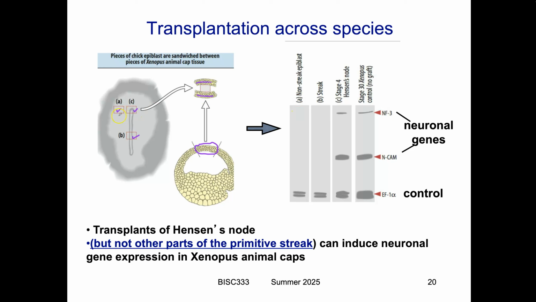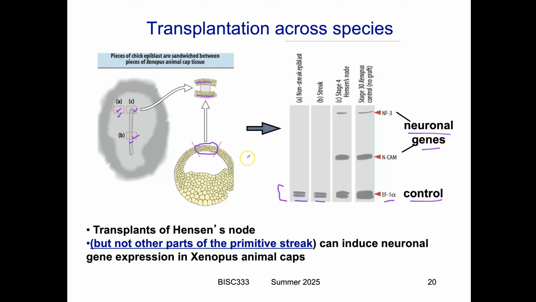And it turns out if you use either non-streak epiblast or streak epiblast that's far away from where Henson's node is, and you culture them, and you look for the expression of specific neuronal genes, you can't detect them. You can detect the control expression of EF1A, elongation factor. It's one of those genes that's expressed in all cells. So this is just to make sure that your methods are working. You have to show that you can detect gene expression where it's occurring, that it's not just some weird artifact of your work.